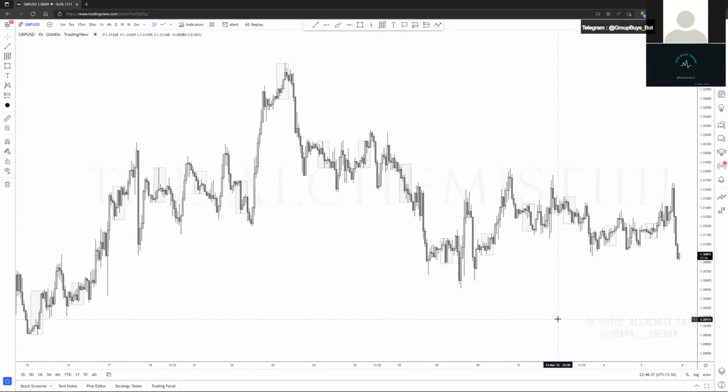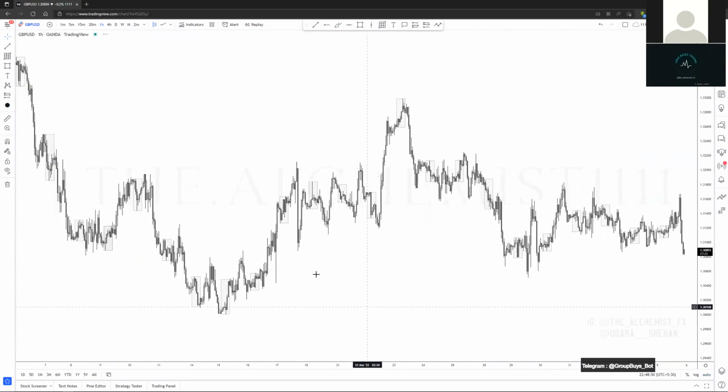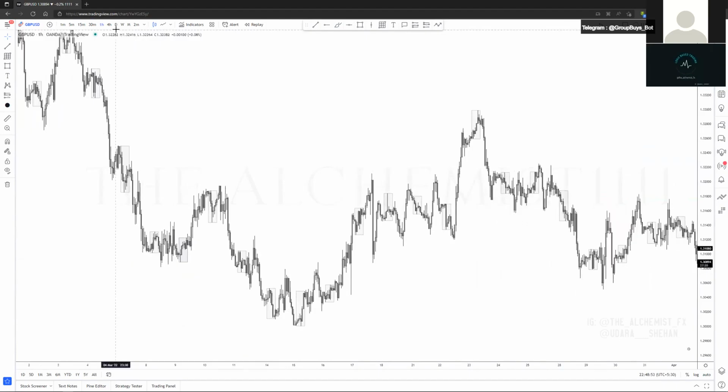Question: do you use Wyckoff schematics? No, no, I hate that. I know Wyckoff, honestly, I studied Wyckoff, but I never used that. Because Wyckoff is crazy. So yeah.